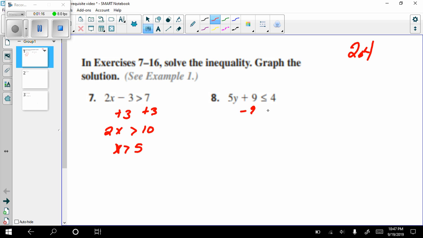I'm going to subtract 9, subtract 9. This becomes 5y is less than or equal to negative 5. I divide by 5, so y is less than or equal to negative 1.